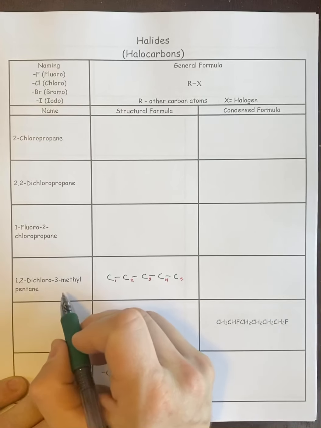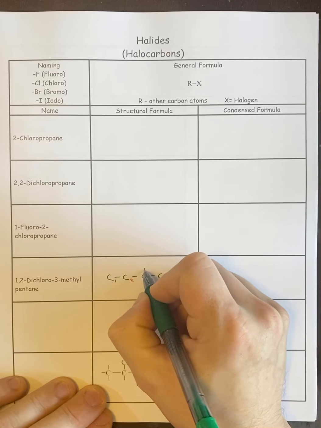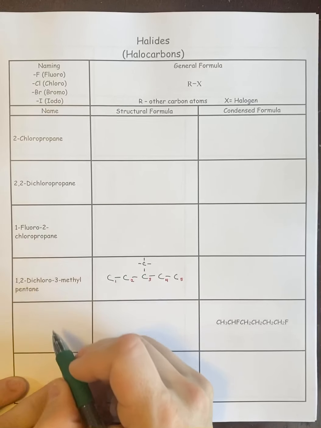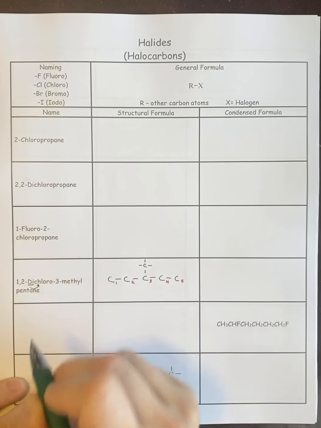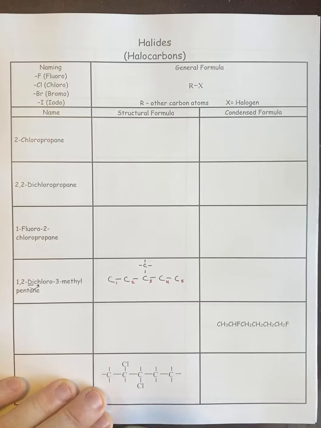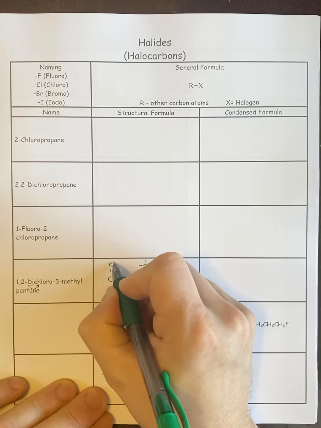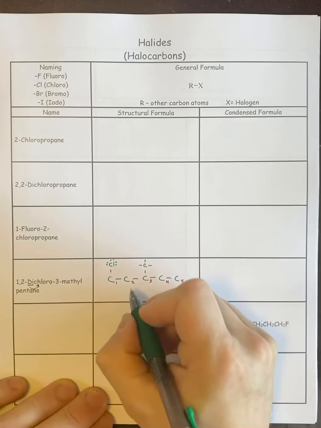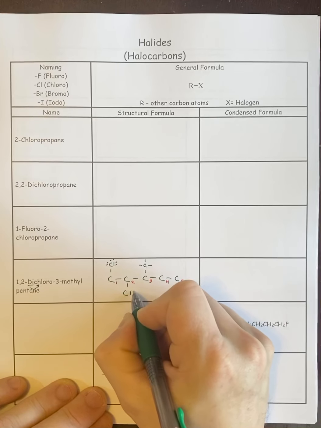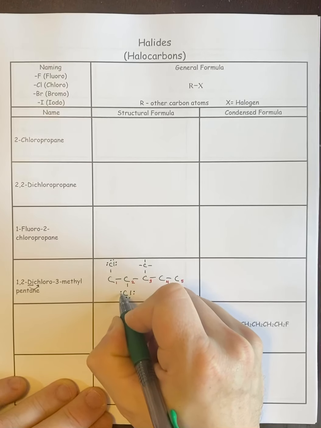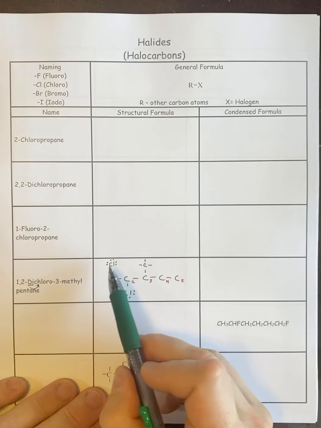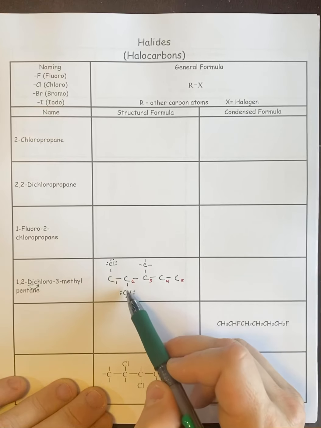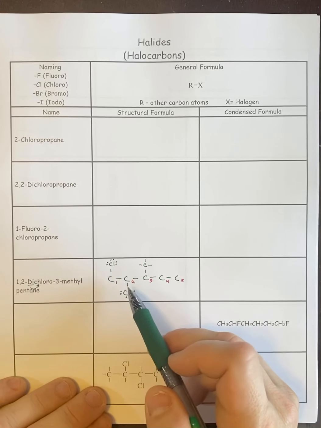Now, 3-methyl means on carbon 3 there's a methyl. Up or down doesn't make a difference. 1,2-dichloro. Dichloro means there's 2 chlorines, and 1 and 2 is where to find them. So there's a chlorine on carbon 1. There's a chlorine on carbon 2. This chlorine on carbon 1 doesn't matter if I put it top, side, or bottom, it's all the same. And this chlorine on carbon 2 could be top or bottom, doesn't make a difference.